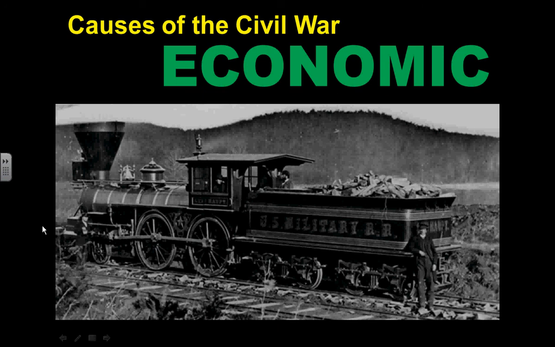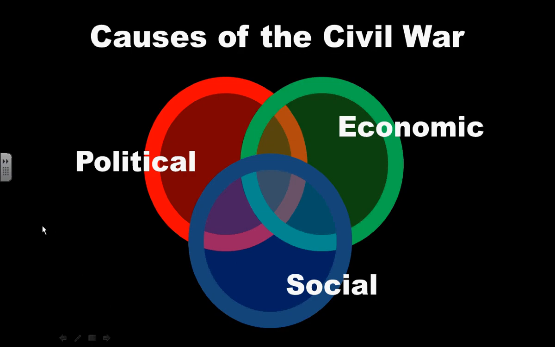It's not as easy as just saying there's one particular cause of the Civil War. It's actually a combination of a bunch of different things that are happening in the country. Today we're going to focus on the economic. Now, as we go through the next couple of weeks, we're going to focus on three different types of causes. We're going to talk about economic today. We're also going to talk about the political factors and then the social factors as well.